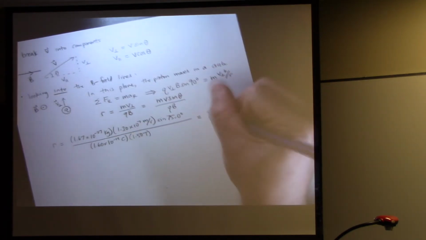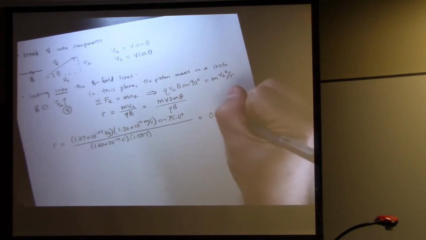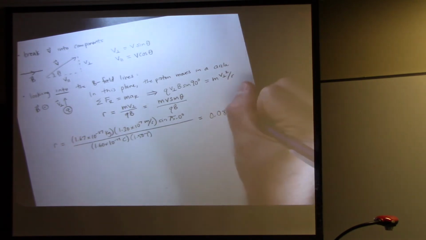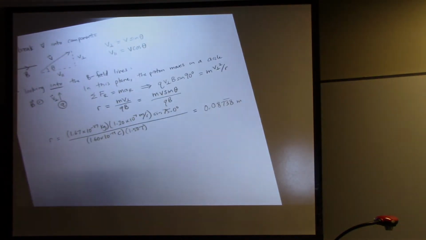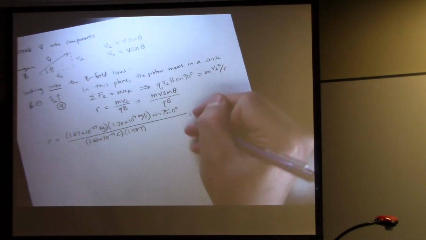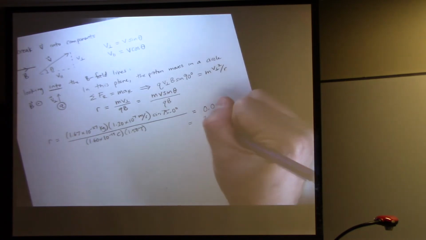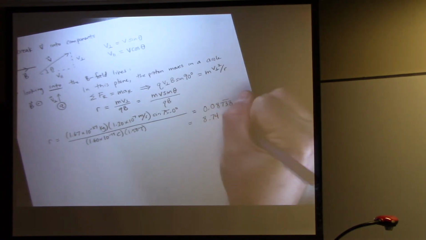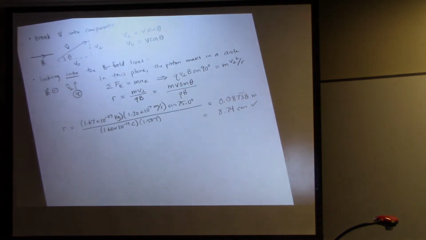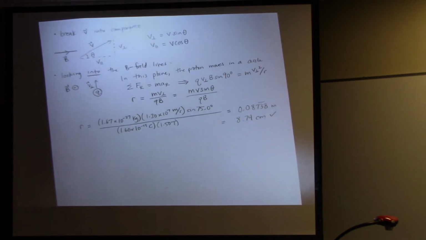We have 0.08738, keep 3 sig figs, meters. And of course, it might make more sense to write this in centimeters. We have 8.74 centimeters. So that's the radius of this helical path that our proton is moving in.